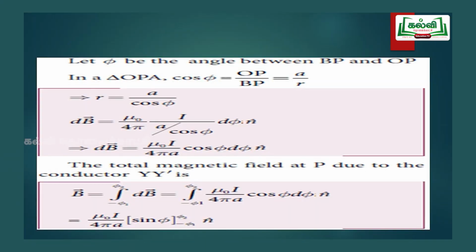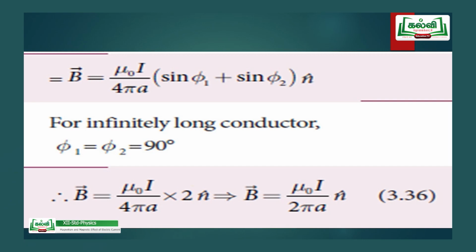Now we have to calculate the total magnetic field at P due to the conductor y dash. For the total magnetic field we have to integrate. So, using integration we calculate B; from dB we calculate B, and the integral of dB gives the answer. Since it is an infinitely long conductor, phi 1 and phi 2 are taken as 90 degrees. Substituting this, we get the final answer mu naught I by 2 pi a into the unit vector n cap. So this is the split up.